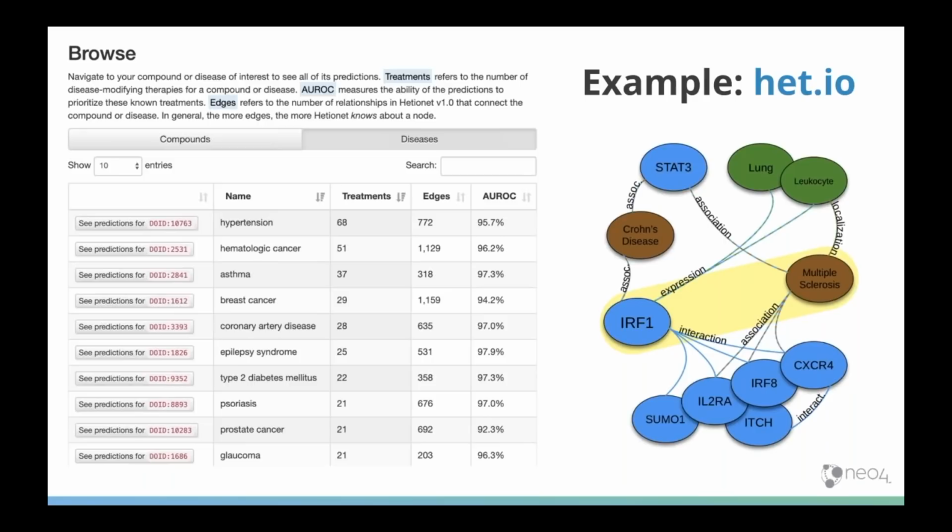This example here is looking at multiple sclerosis and the IRF1 gene, and looking at whether there are connections there that aren't direct but are tertiary, and then they estimate some probability based on weightings of the paths as to whether there's a likely actual relationship there.